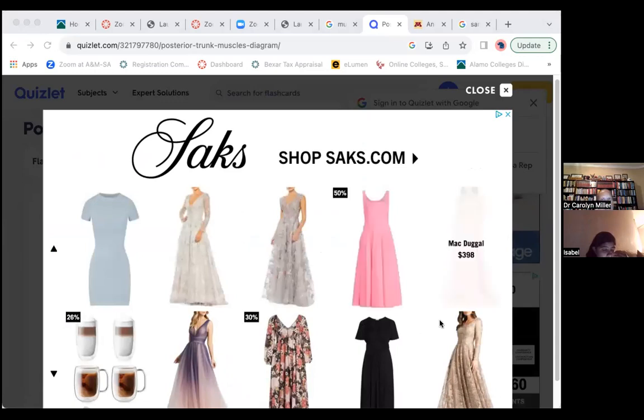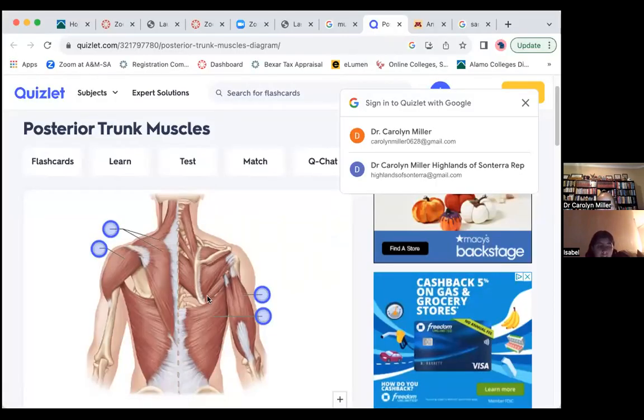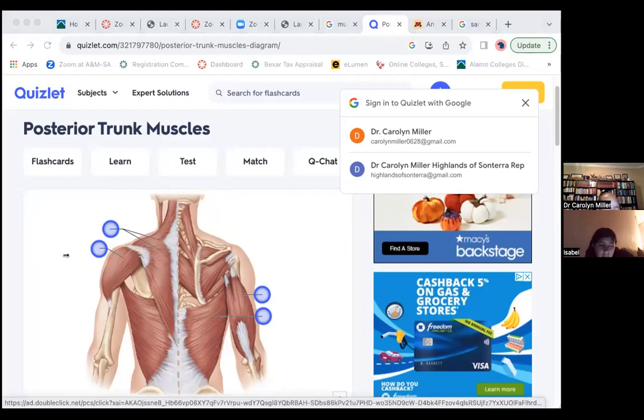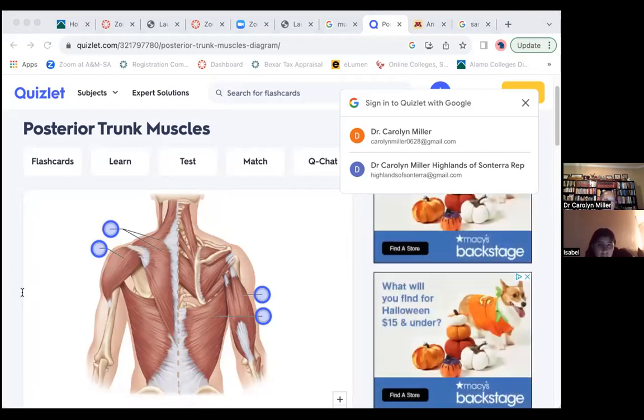I'm not sure why it stopped. Oh, that's why. But this will be the teres major here. And the rhomboids. But I think that's all of them. Trapezius, yes, I showed you trapezius, lats, infraspinatus, supraspinatus, rhomboids, triceps, and deltoids. So these are the only ones that will probably be diagrammatic.